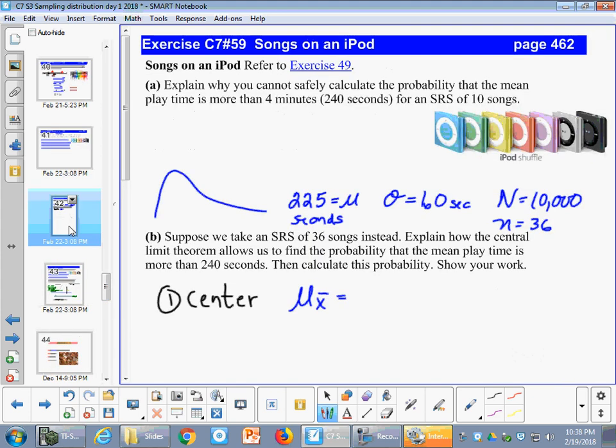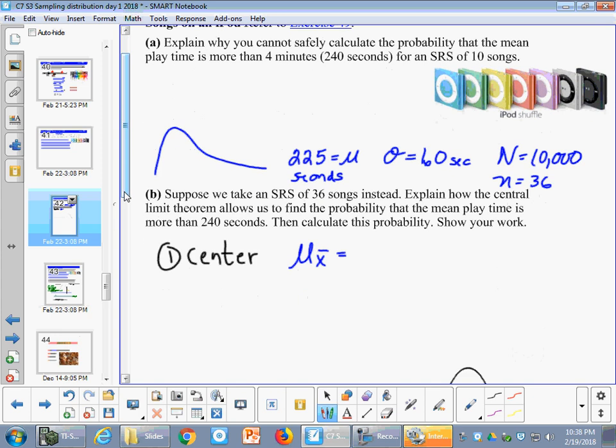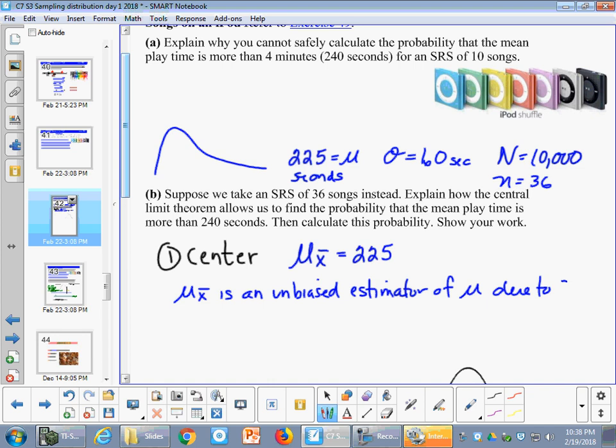Okay, so let's check the center. I know that mu sub x bar equals 225 because x bar is an unbiased estimator of mu due to my simple random sampling. All right, the next check I have to do is the spread.